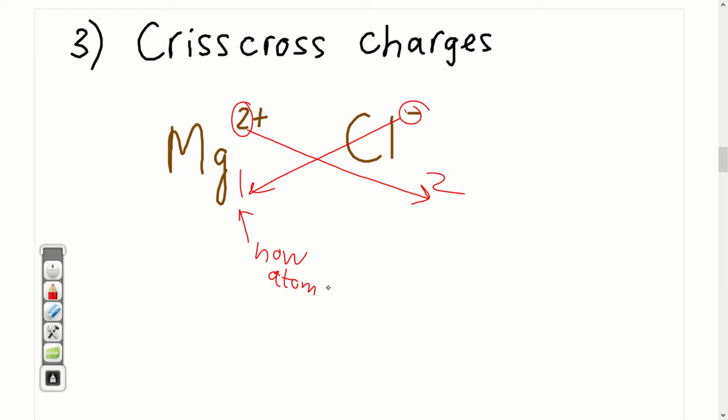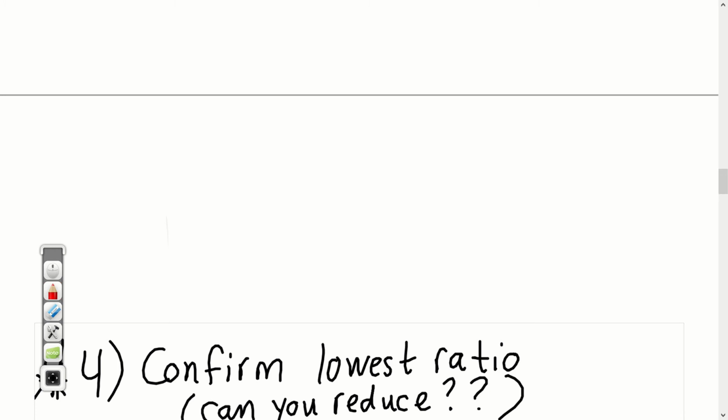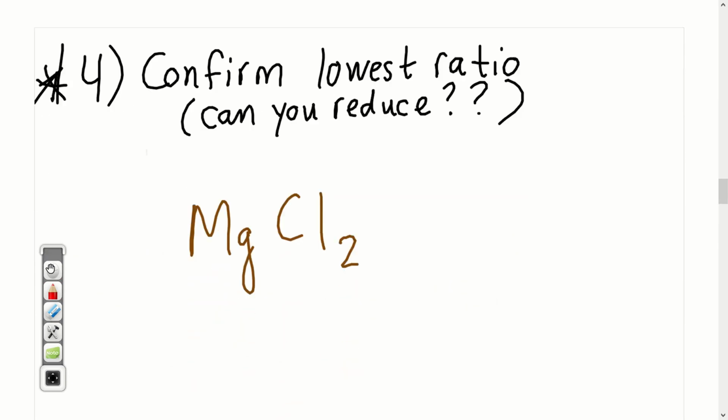How many atoms are needed to balance this formula, to make it overall electrically neutral, to make the overall charge 0, and I'll show that a little bit more too. So we just crisscross the numbers, all right? We crisscross the numbers, okay?